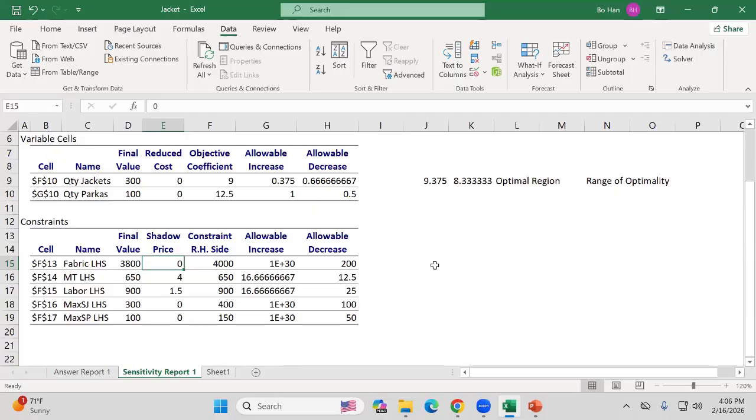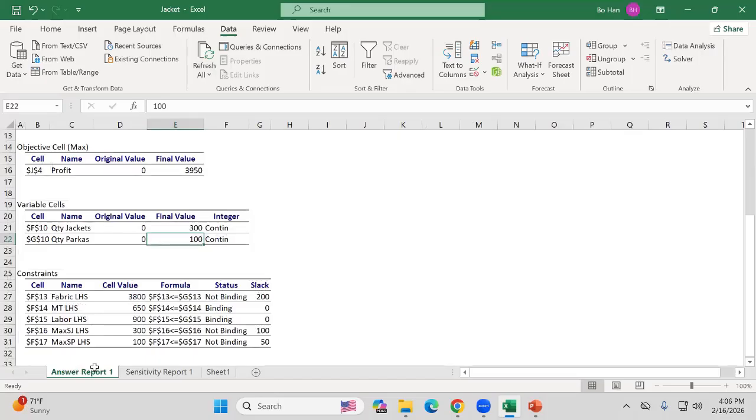Why? More than that. No. Go ahead. Because you're not giving any fabric to the employees, so how would the productivity change? This relates to the answer report. What do we see in the answer report about the first constraint? It's not binding. Very good.